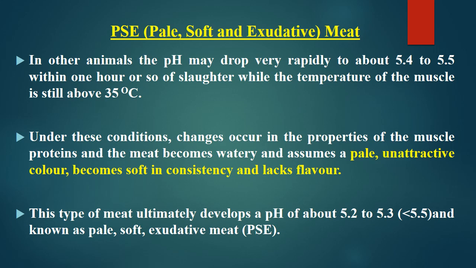And at that time the temperature is high, so that causes denaturation of protein, and due to low pH it will have low water holding capacity, so water will come out, so it will look like water is oozing out, so it is exudative. And this meat will have a property of having maximum light to be absorbed, so it will be pale in color and it will appear soft.